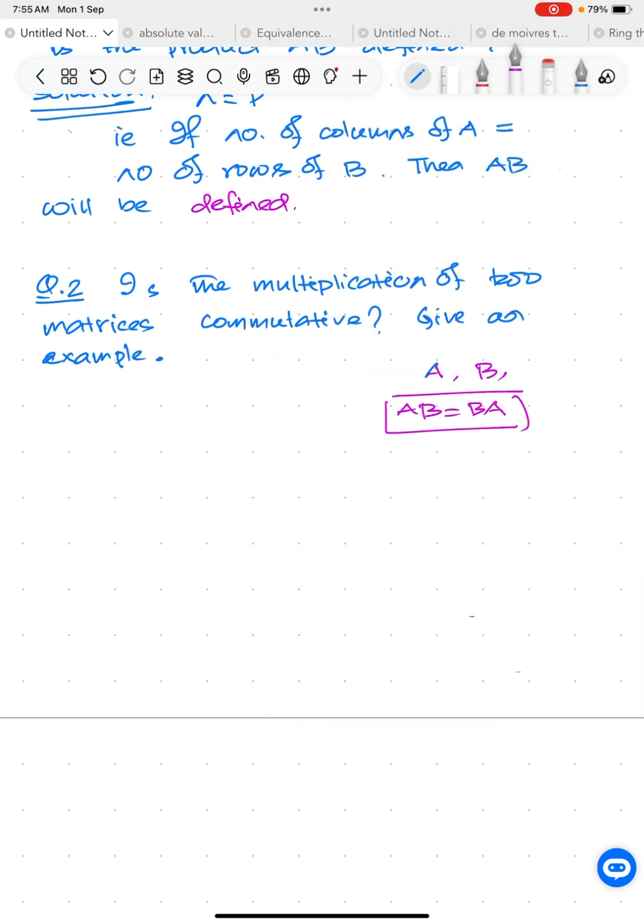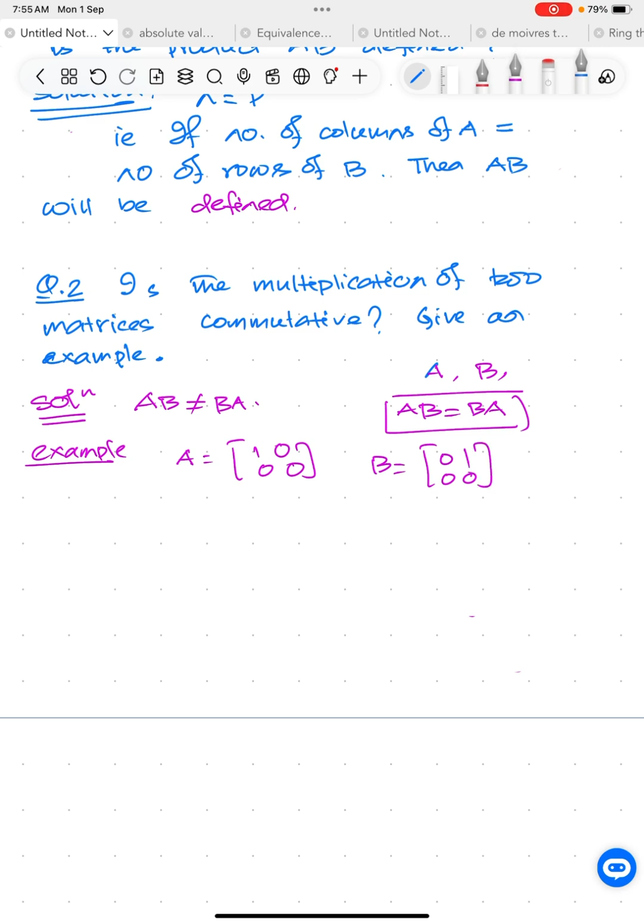But in general, look at the solution here: AB is not equal to BA. To justify our answer, we need to give an example. So let us take an example. Let A equal to 1 0 0 0 and B equal to say 0 1 0 0. Now, let us compute AB.